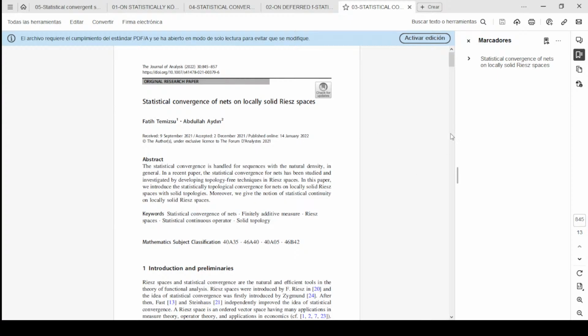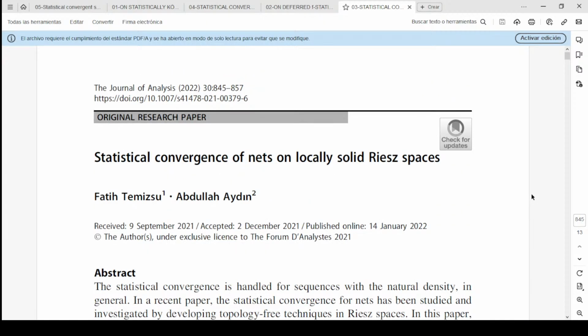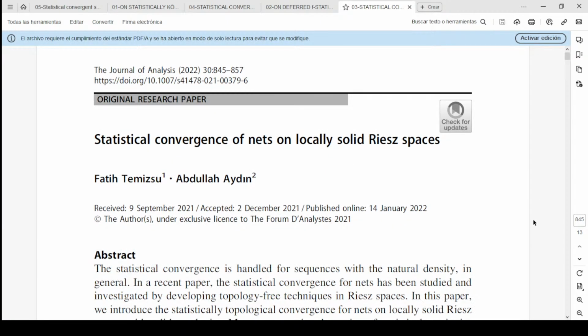So after we dealt with some generalizations of statistical convergence and statistical boundedness for the sequence of real numbers, we wanted to challenge ourselves for a different type of sequences that are not necessarily from real numbers. One of them was given for nets, not just sequences.